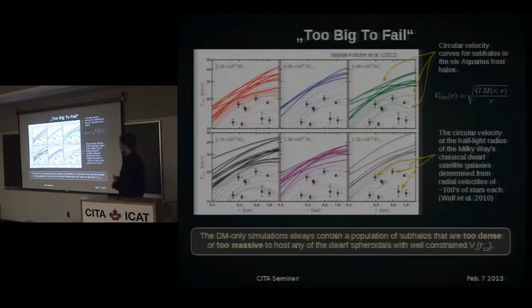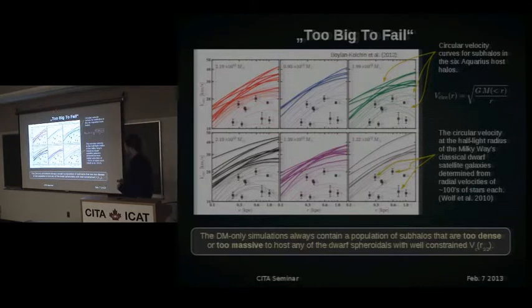Now, the too big to fail problem is another small-scale problem that has recently come to the forefront. And in a way it's possibly a combination of the missing satellites problem and the cusp-core problem. So I'll spend just a minute explaining what this is.